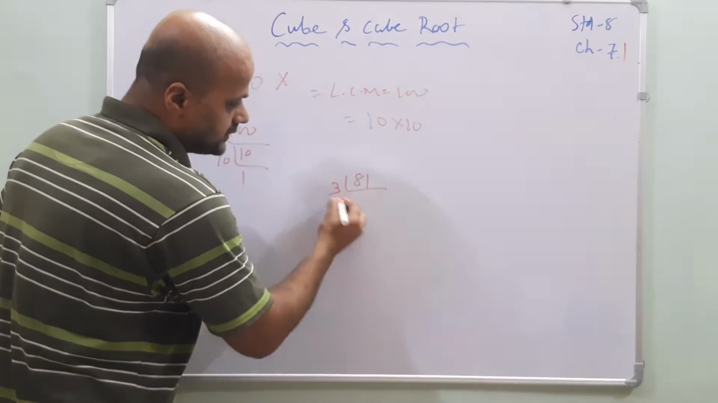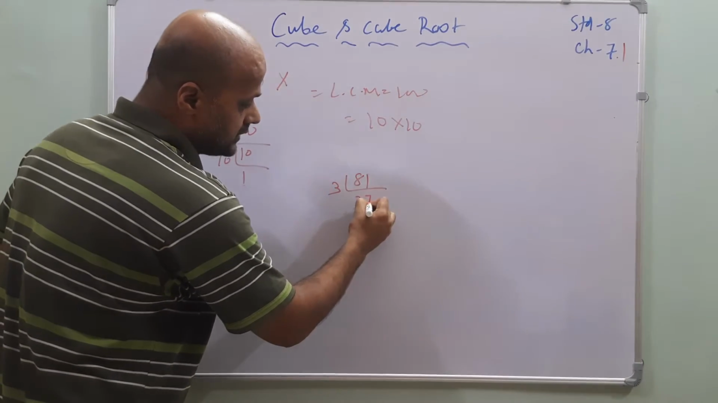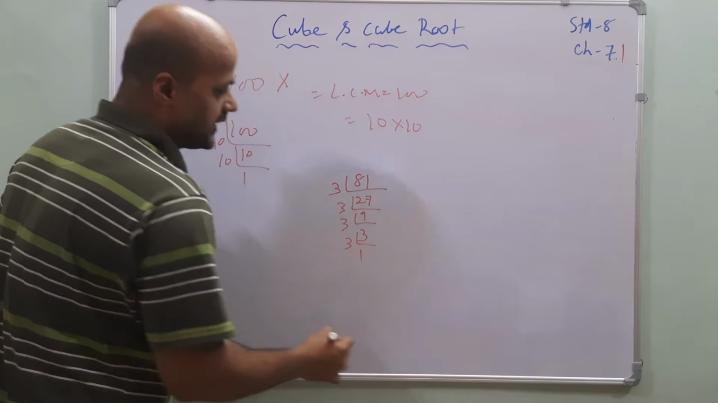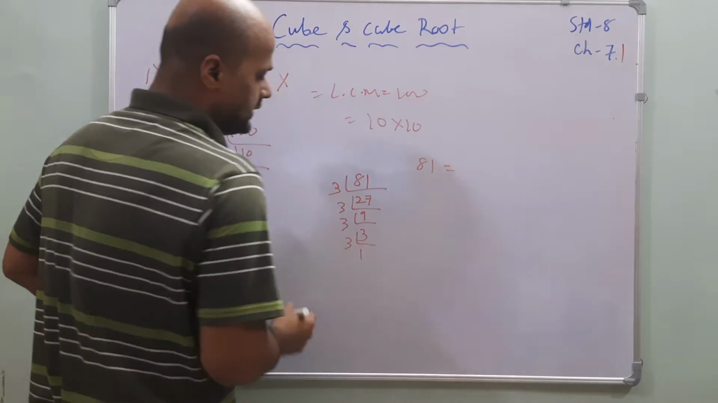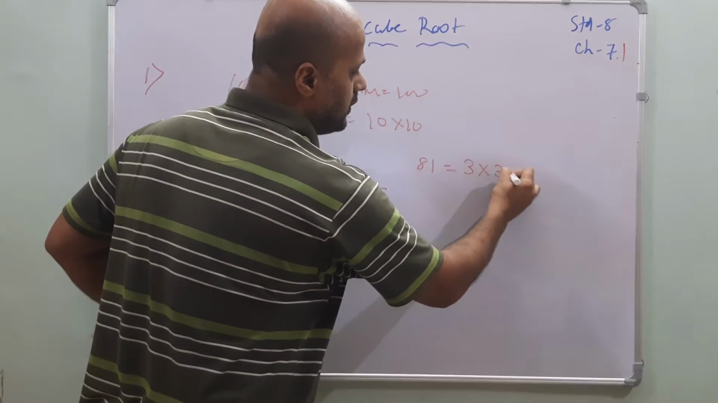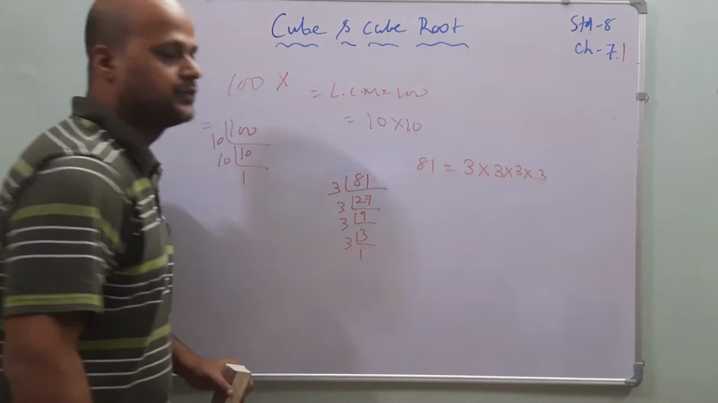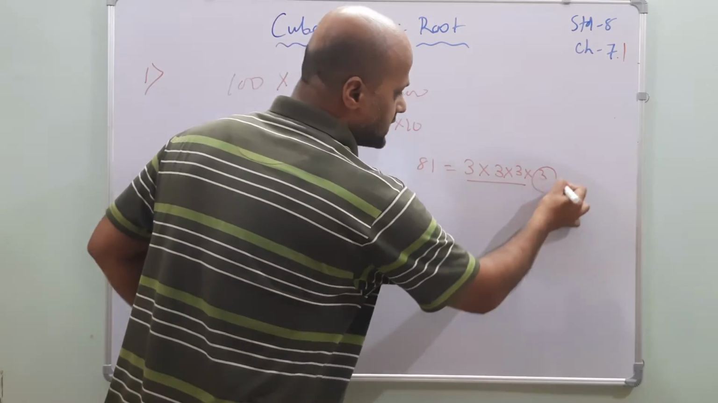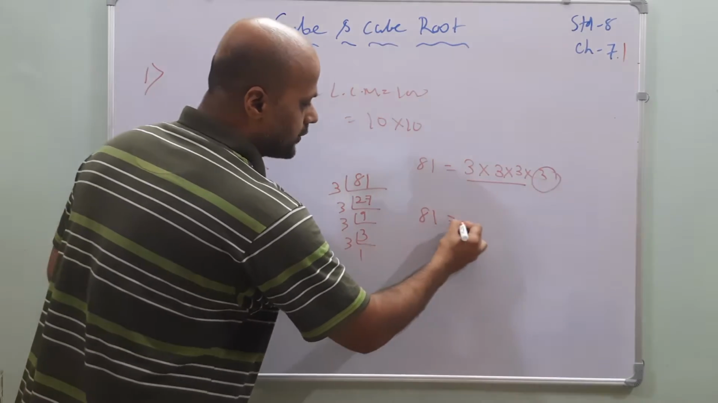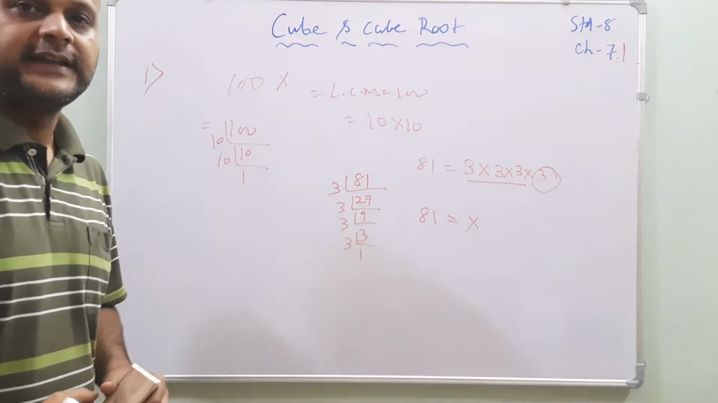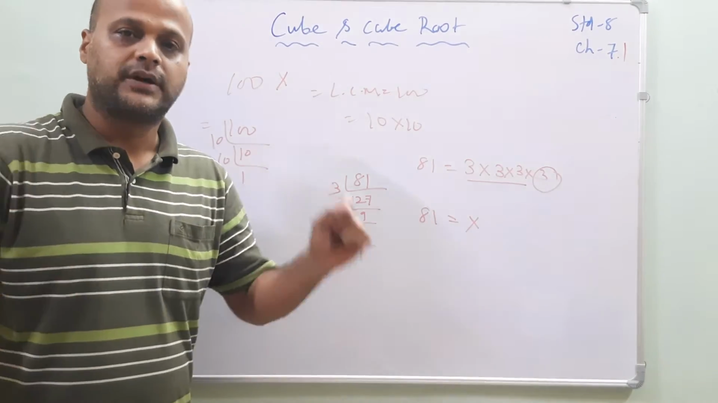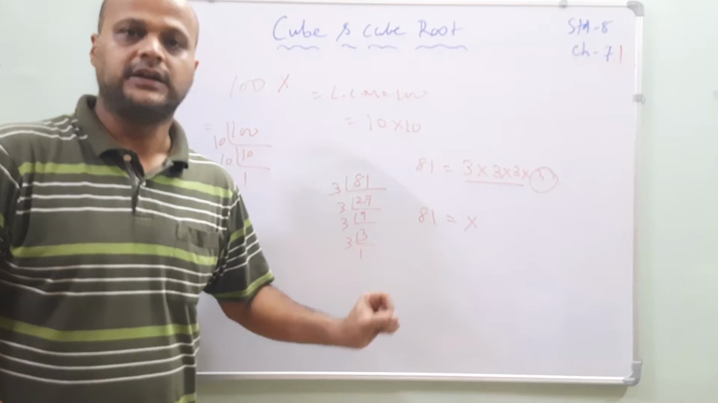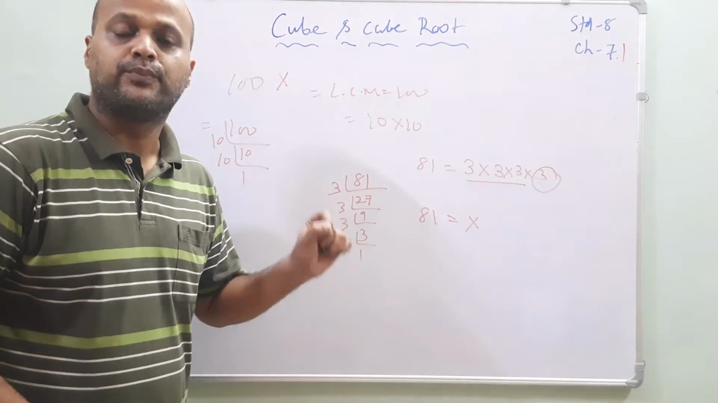Go for 3. 3 twos are 6, 3 sevens are 21... The LCM of 81 is the multiplication of 3 four times. Four times 3. But here it is also not a perfect cube. Why? There is another extra 3. So 81 is also not a perfect cube. Okay. So in this manner you have to find out whether a number is a perfect cube or not, by the prime factorization method. This is question number 1 of exercise 7.1.